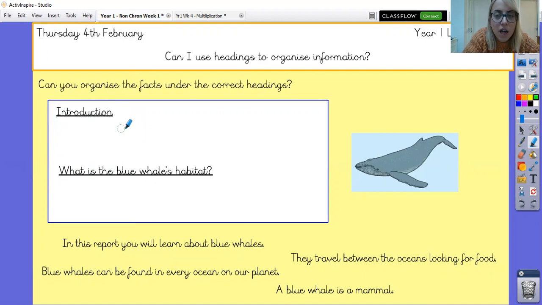Now remember, the introduction is the part which tells us what the report is going to be about, and it also simply tells us what a blue whale is. What is the blue whale's habitat? So habitat means, where do they live?